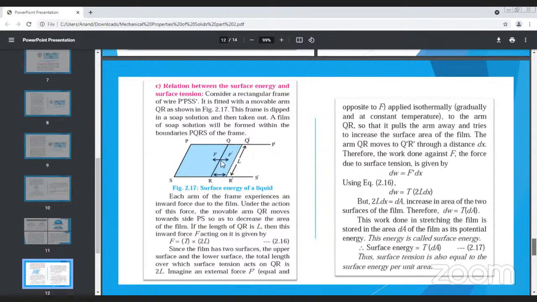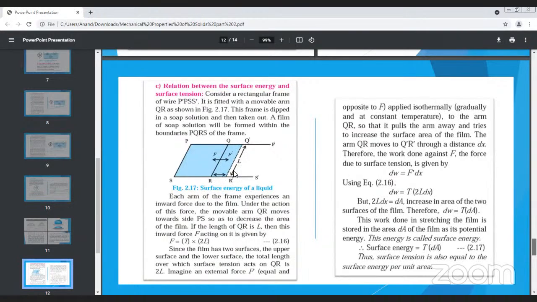Okay, now each arm of the frame experiences an inward force due to the film. Under the action of this force, the movable arm QR moves towards P dash and S dash. हा QR कुठे होणार आहे, P dash and S dash कडे move होणार आहे. So that the area of this film decreases, and the length of QR is capital L.